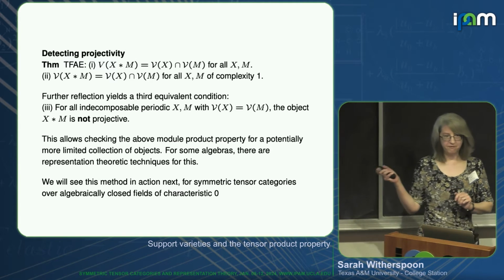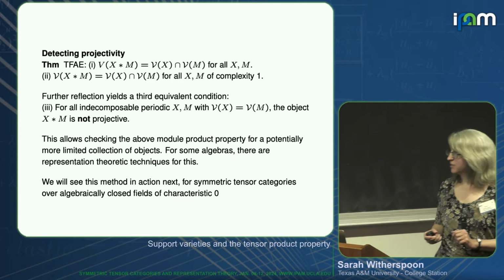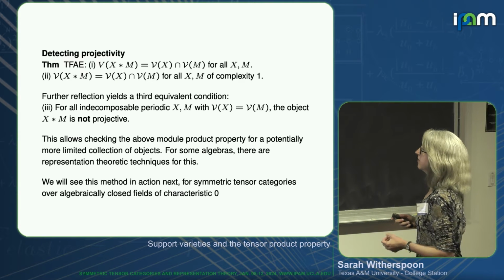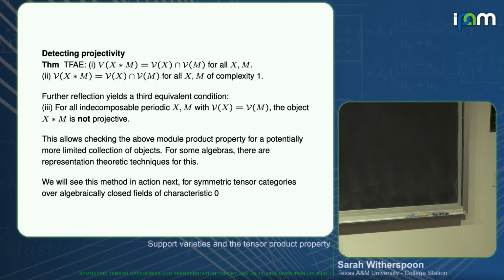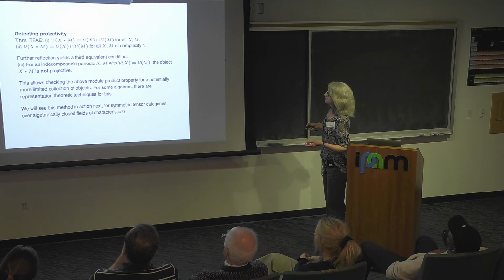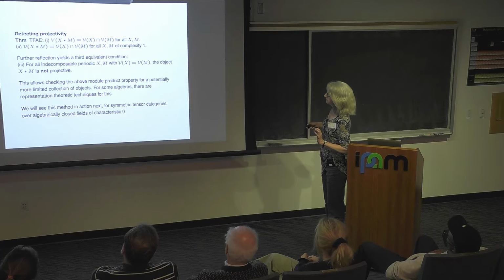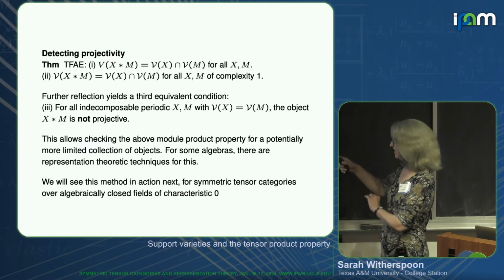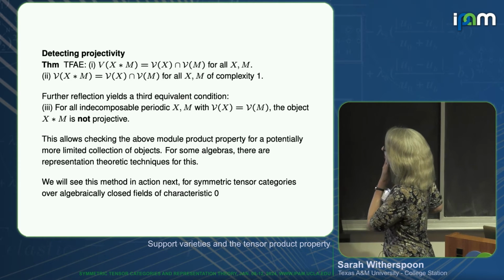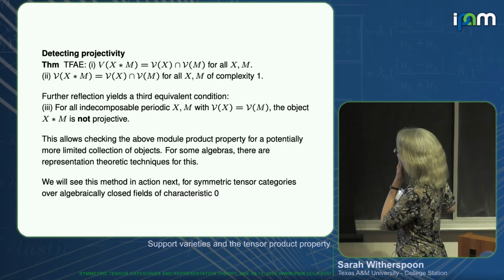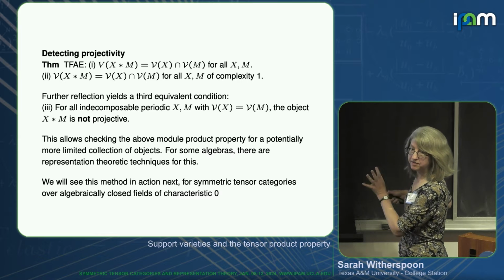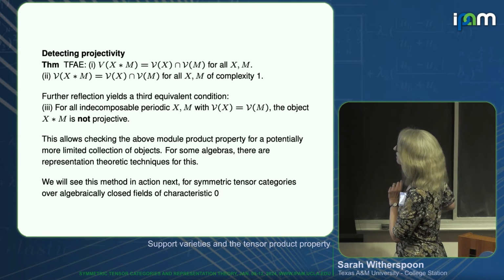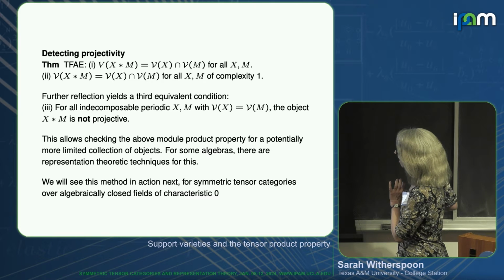This was an observation that Pavel already made. Let me just go over it because this is what will come up in the example. If you think about this a bit more, there's a third equivalent condition. You want to know that this is an equality for all objects of complexity 1, so you can reduce to indecomposable periodic objects. That takes a little bit of thought, but we might as well be looking at indecomposable periodic objects.